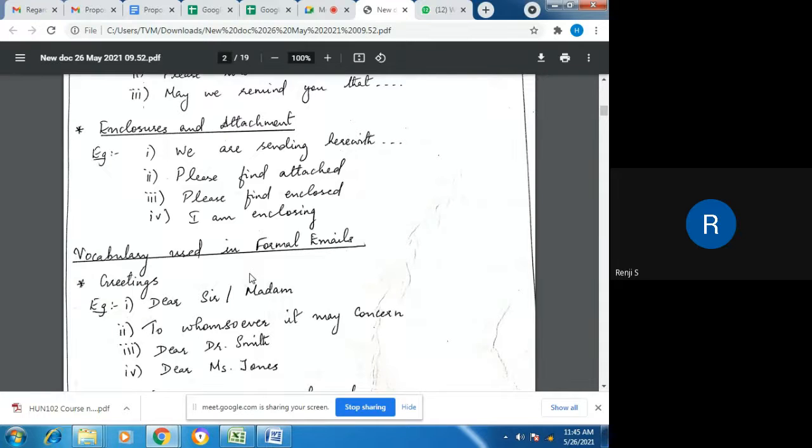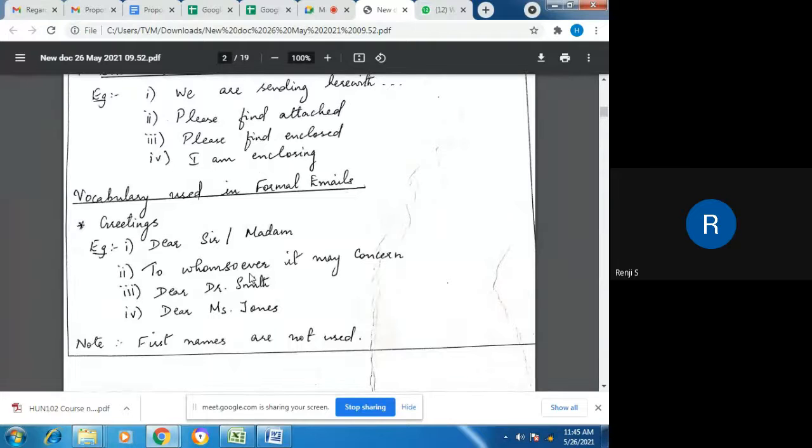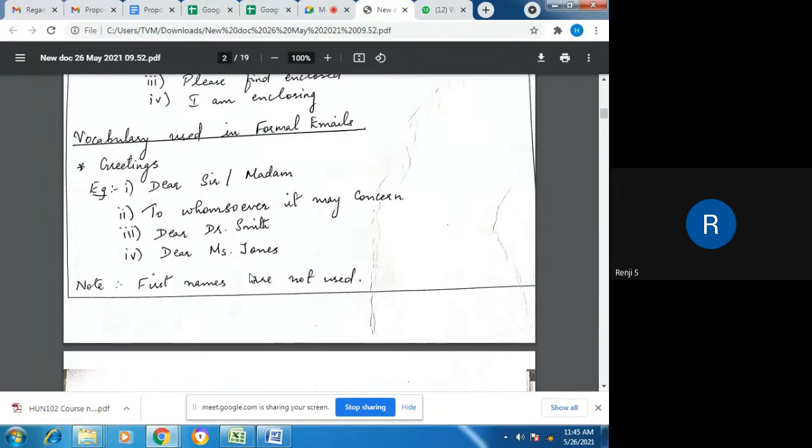Okay, so now we are going to the vocabulary used in formal emails. When you're going to send an email, what are the sentences that we can use in formal emails? So these are some of the sentences which we can add to our vocabulary, and we can improve our writing using these sentences. Like greetings, if you're greeting someone through email, then you can use dear sir or madam.